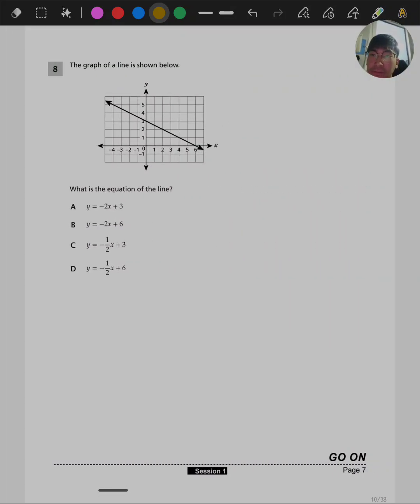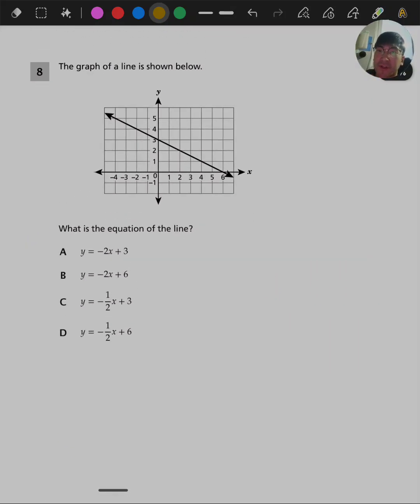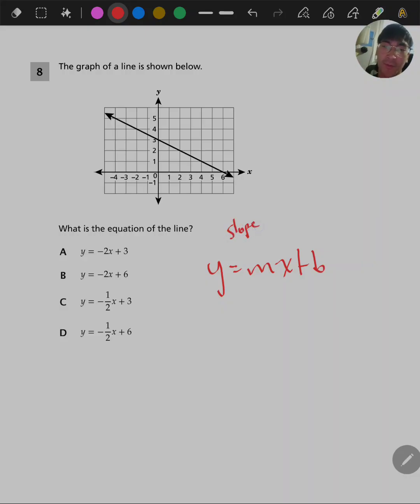Number 8. The graph of a line is shown below. What is the equation of the line? For this, they're testing this knowledge: y is equal to mx plus b. This is the most common form for a line, the slope-intercept form. It's called the slope-intercept form because m is the slope, and this plus b is the y-intercept.